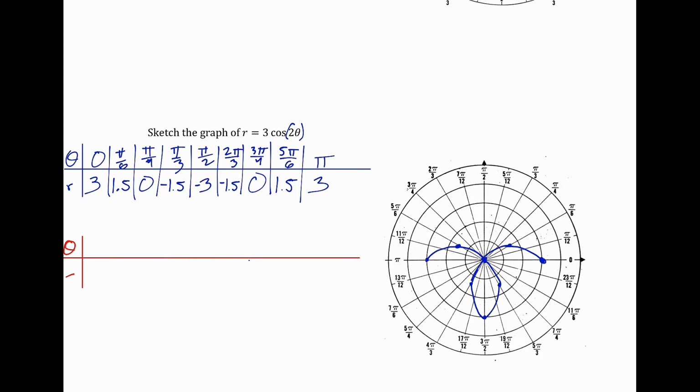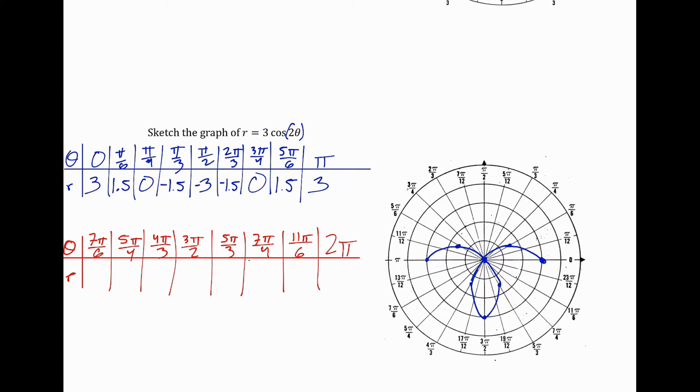Next up would be 7 pi over 6, then 5 pi over 4, then 4 pi over 3, 3 pi over 2, 5 pi over 3, 7 pi over 4, 11 pi over 6, and 2 pi. Essentially, we're hitting all those angles that we saw in the unit circle.